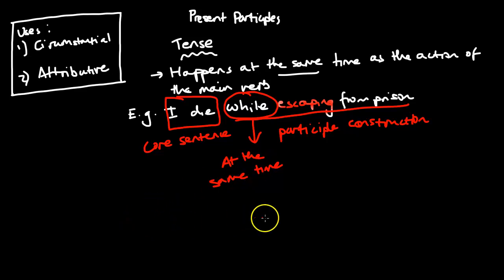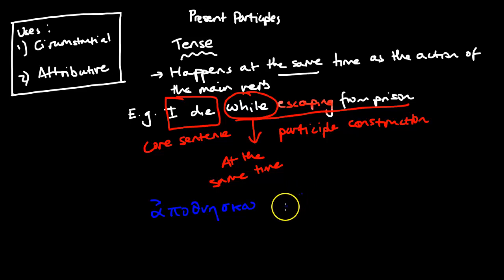So in Greek, that would be: I die, apothnesko, and then while escaping from prison.